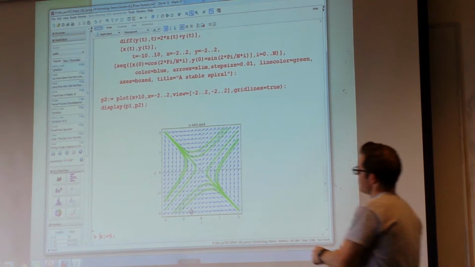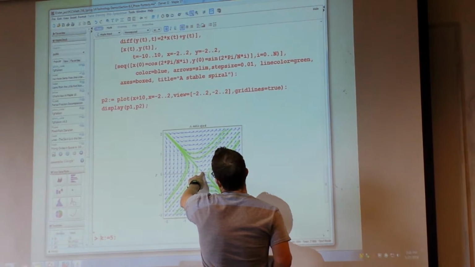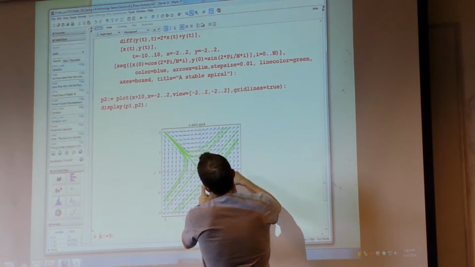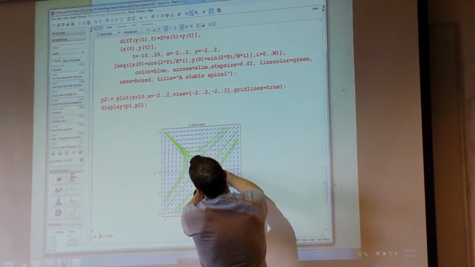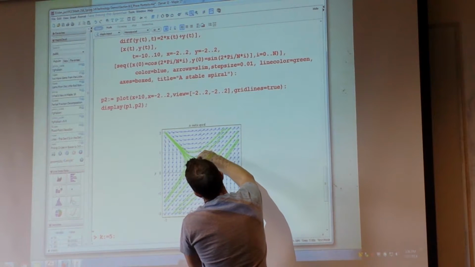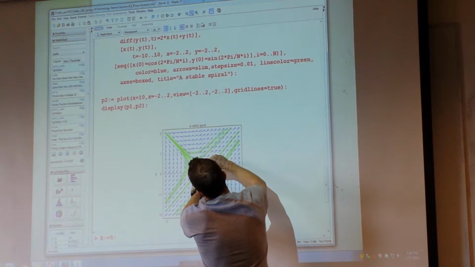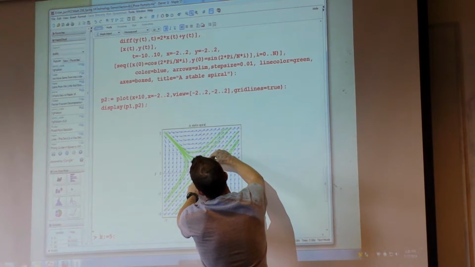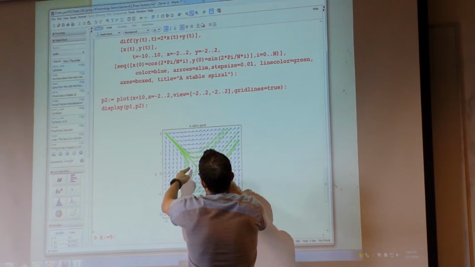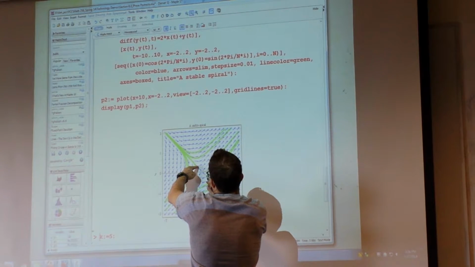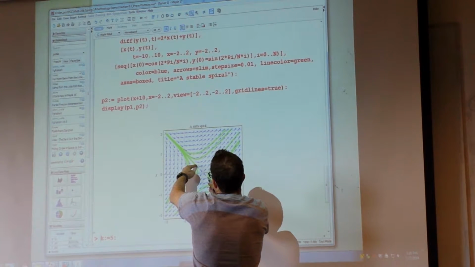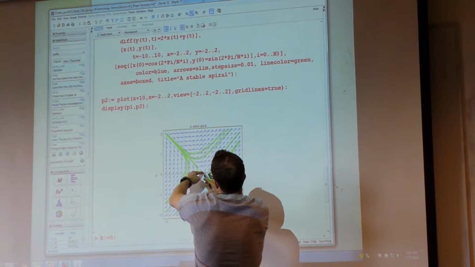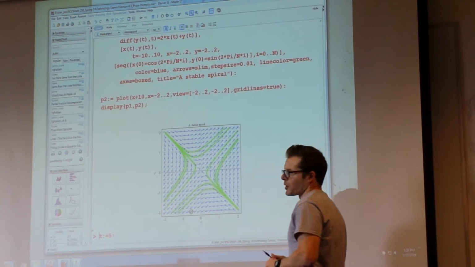So 0, 0, right here, and it's a strange one. So look at this diagonal path here. If, for instance, the initial point put you right here, or right there, it would shoot you away from that critical point. However, any point on this diagonal would bring you towards that critical point. So it's neither stable nor unstable.